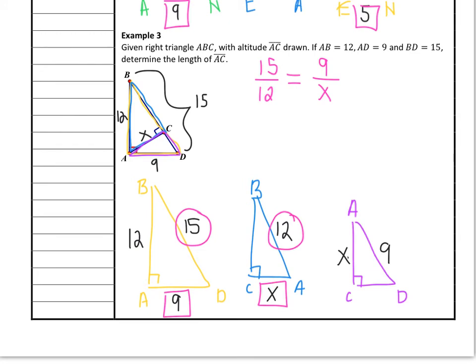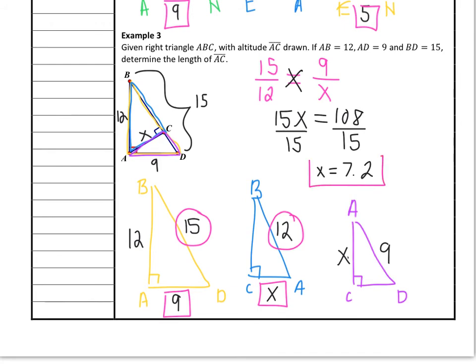From here, I'm simply going to cross multiply. So 15 times X is just 15X. 12 times 9 is going to leave me with 108. Divide both sides by 15. We get X equals 7.2. And again, I'm going to box that so the grader knows that that is my answer.